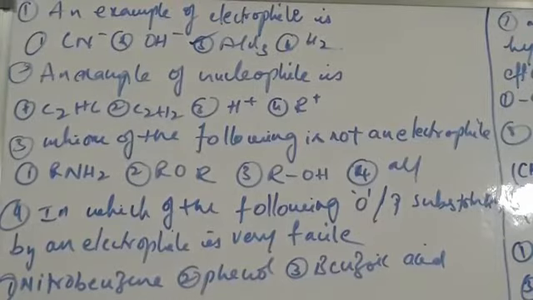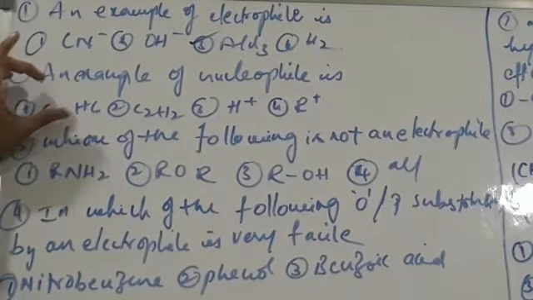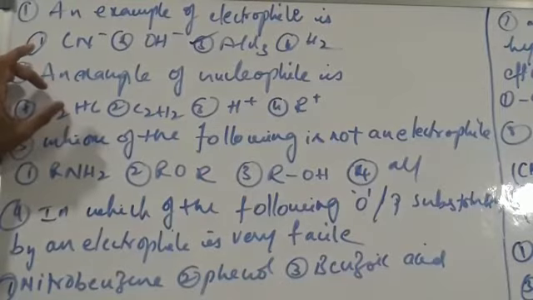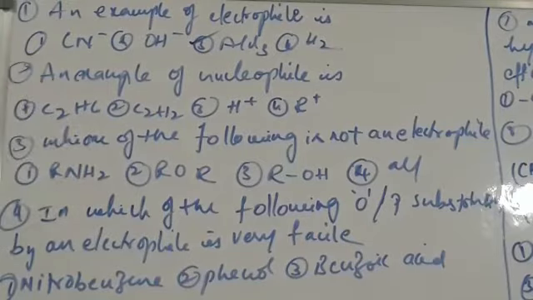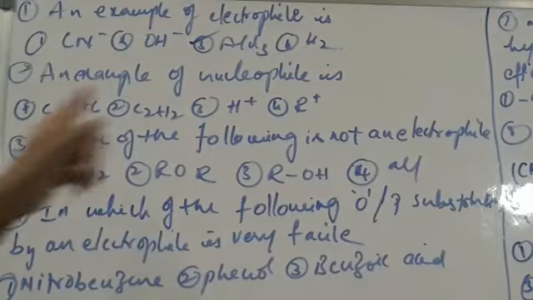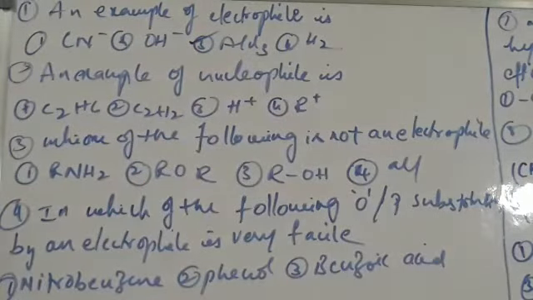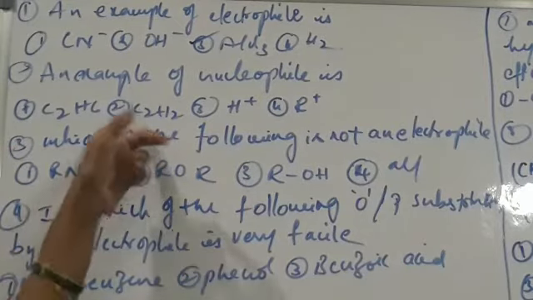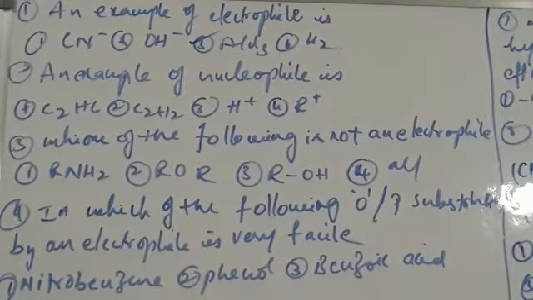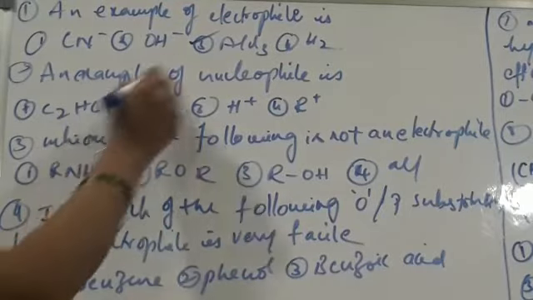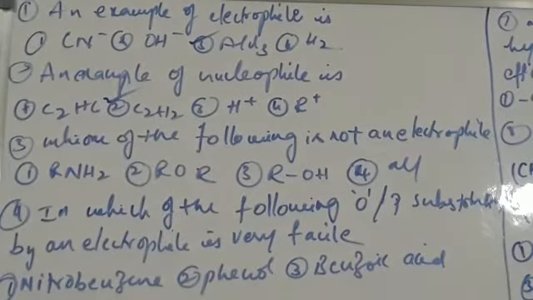Okay. So here different options: ethane, acetylene, H plus ion and alkyl R plus ion. Nucleophiles must possess negative charge. So these two are not nucleophiles. Coming to these two, ethane is a saturated compound, and acetylene is an unsaturated compound having multiple bonds. So that's why acetylene is the nucleophile.